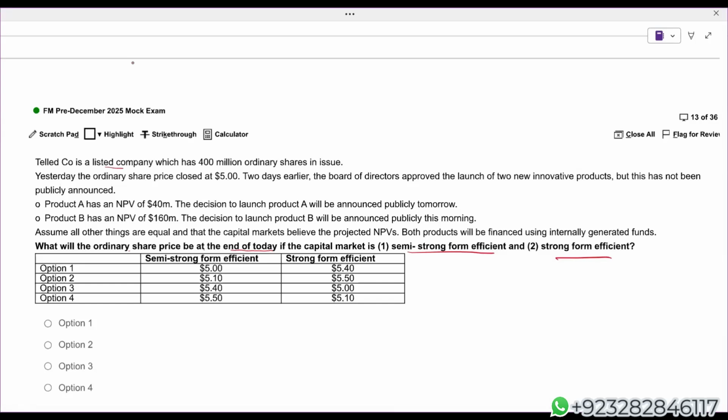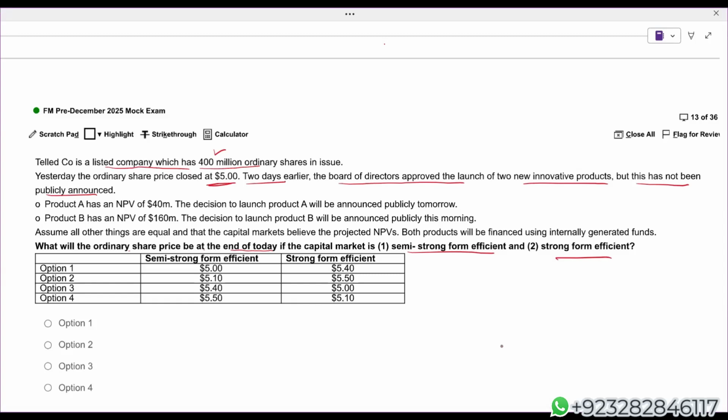The company is a listed company which has 400 million ordinary shares in issue. Total number of shares issued is 400 million. Yesterday, not today, yesterday, the ordinary share price closed at $5. Two days earlier, the BOD approved the launch of 2 new innovative products, but this has not been publicly announced.